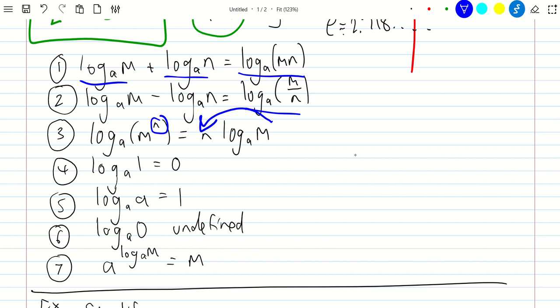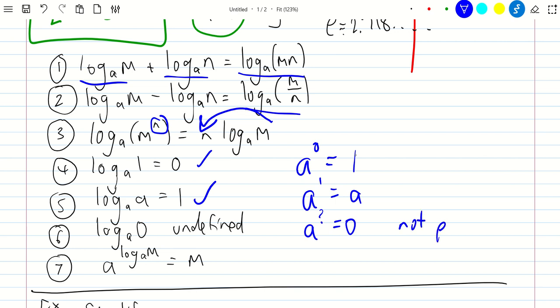This one makes sense because anything to the power of 0 is equal to 1, and that's where that result comes from. Also, a to the power of 1 is equal to a, and so we get that result there. Those two are used quite often, but they make sense just coming from powers. There's no such thing as log a of 0, because you can't find a power where you raise a number to that power and get the answer 0. So that is undefined.